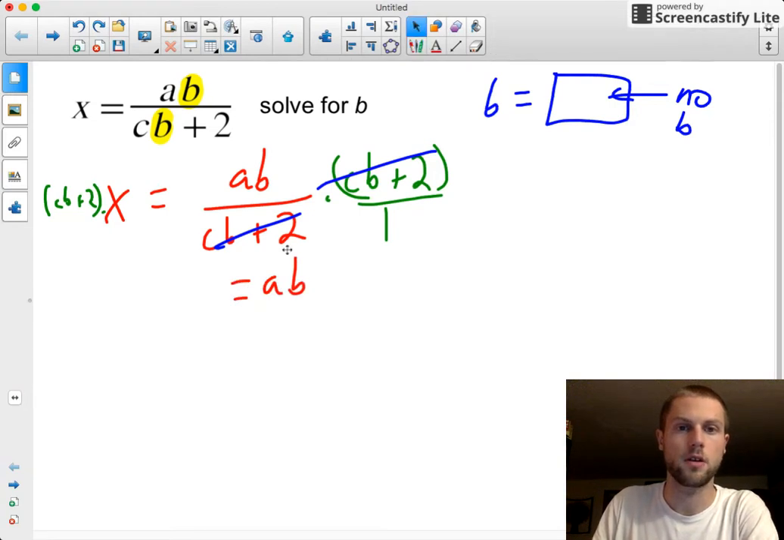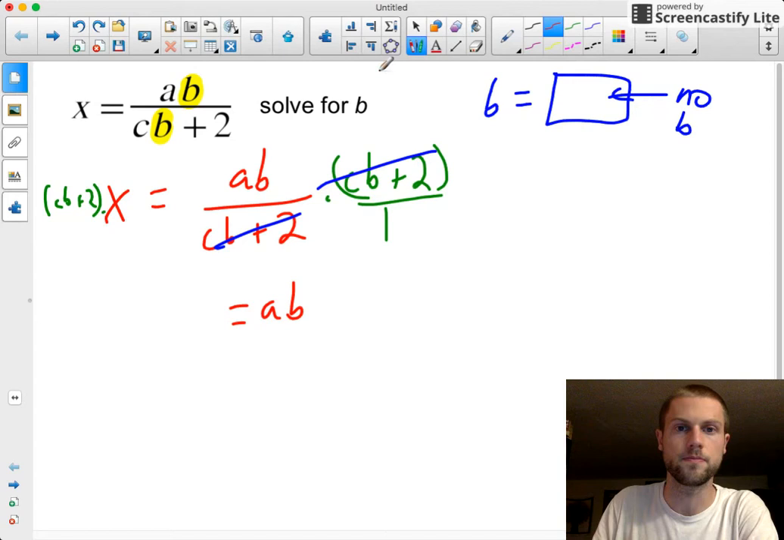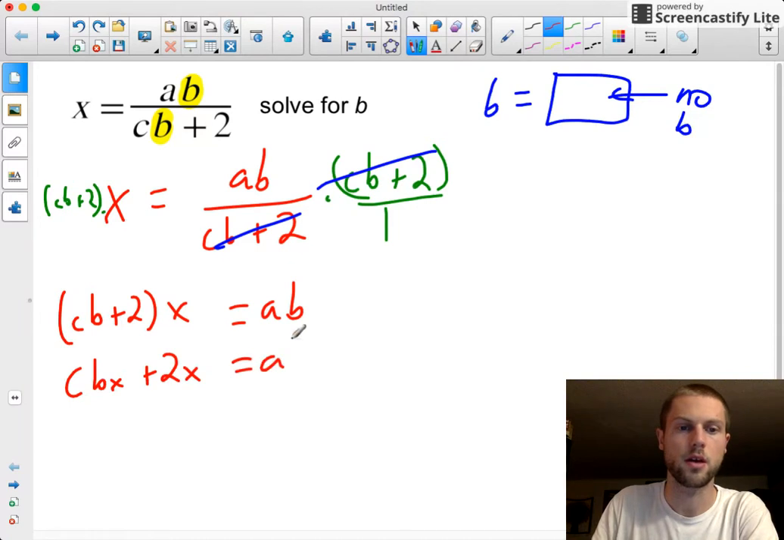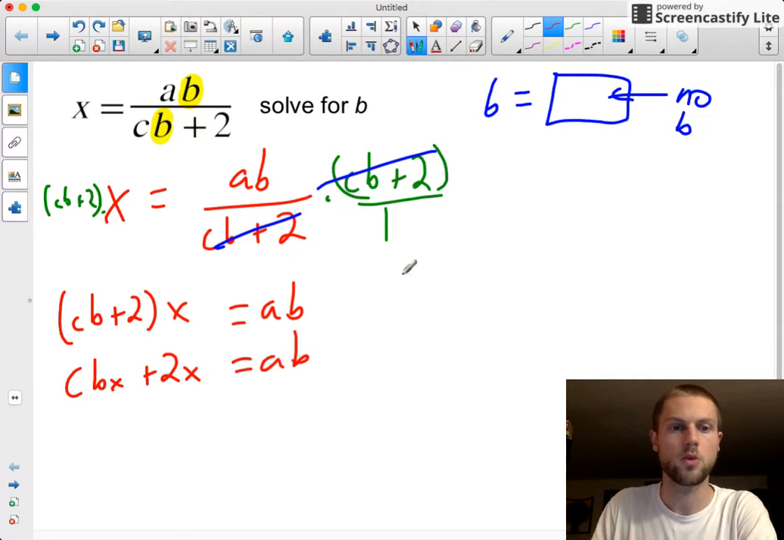And on the left, I have CB plus 2 times x. Or let's distribute that x, and I've got CBx plus 2x. That's equal to AB.